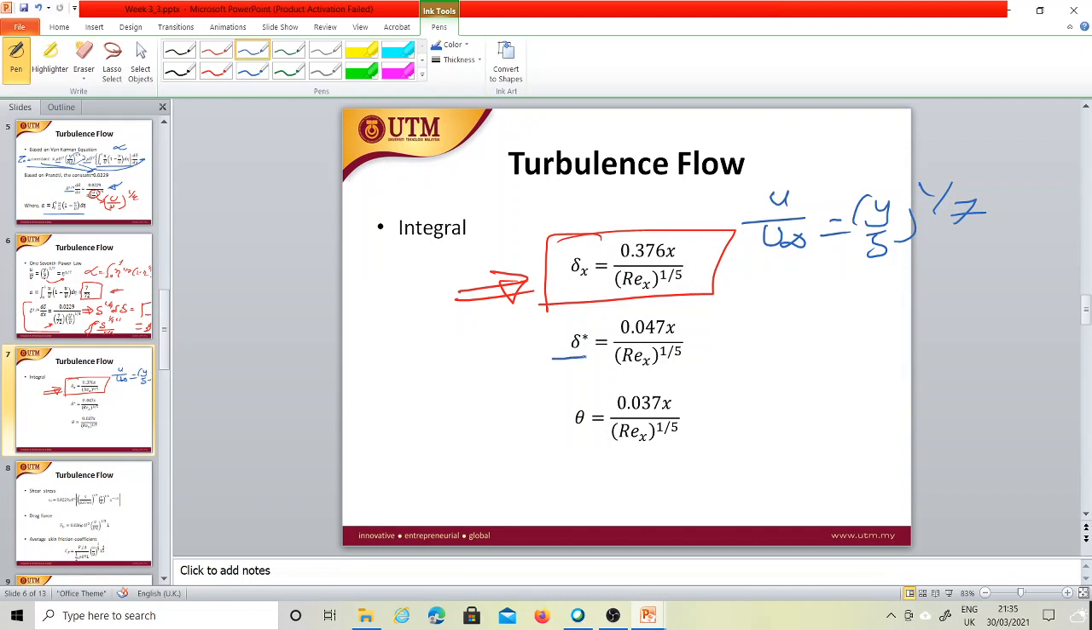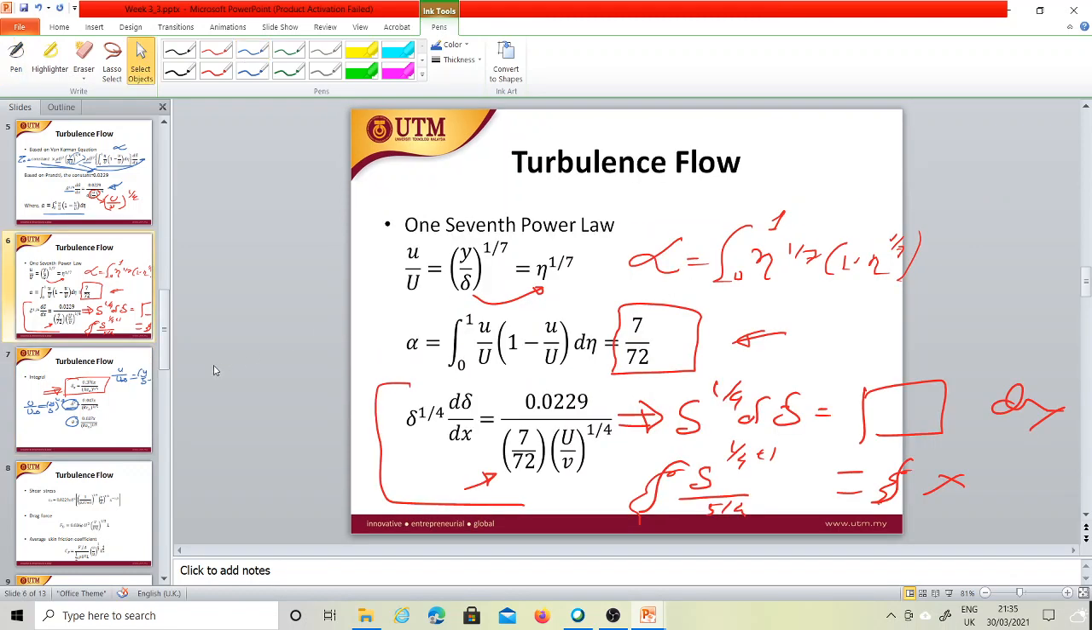Then if you know the delta, and if you know the u by u infinity, you can calculate this one, and this one also is possible to calculate. That's the same way that you calculated this delta for other flows. So same, just you need to substitute this one with y over delta to the power 1 by 7. That's all. So please try to do it. I hope you will get the answers.